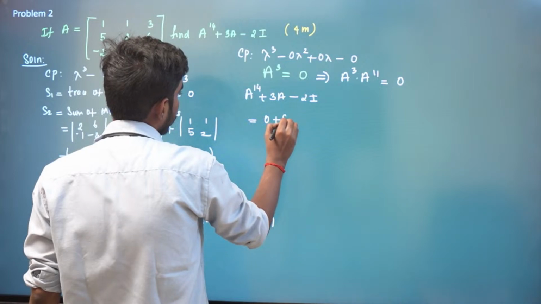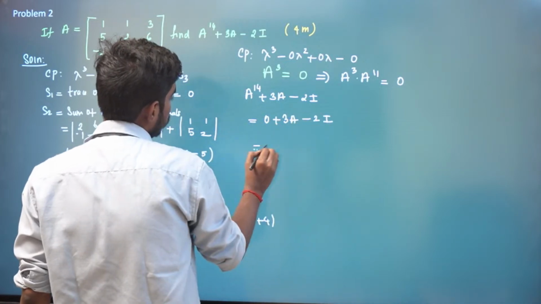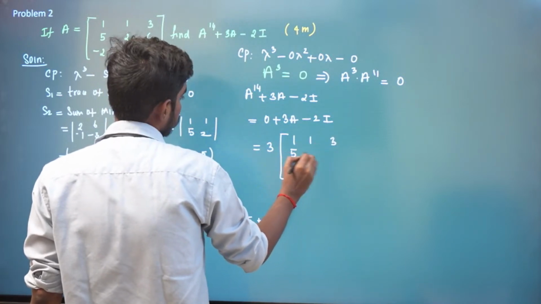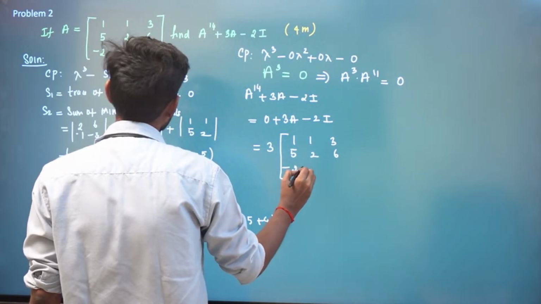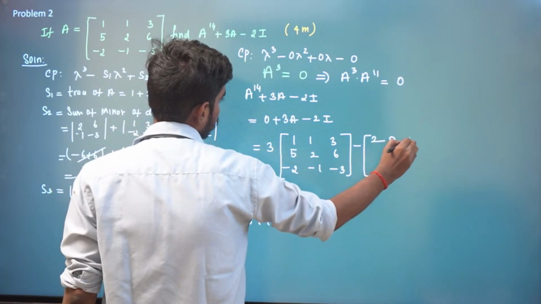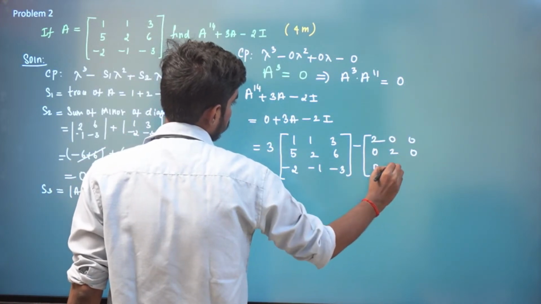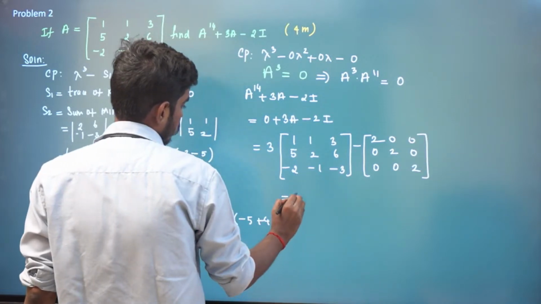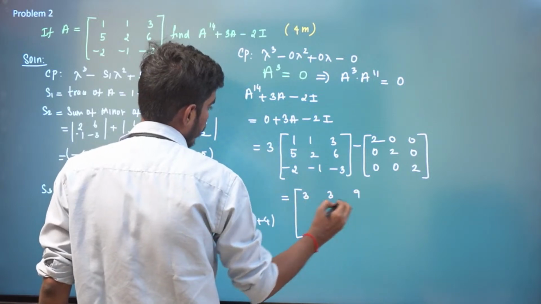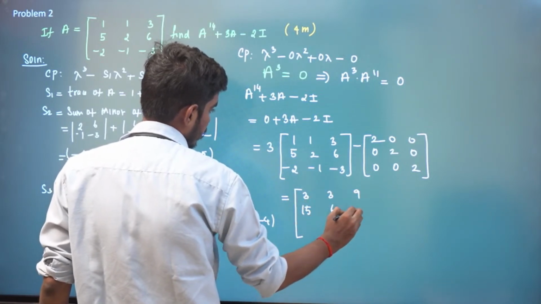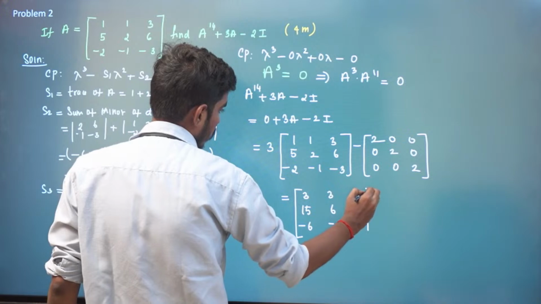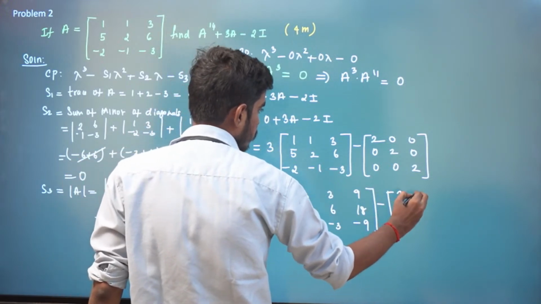So we will have 0 plus 3A minus 2I. So 3 times A, where A is 1, 1, 3, 5, 2, 6, minus 2, minus 1, minus 3, minus 2 times I, which is 2, 0, 0, 0, 2, 0, 0, 0, 2. So this will be 3 times A, which is 3, 3, 9, 15, 6, 18, minus 6, minus 3 and minus 9, minus 2 times I.